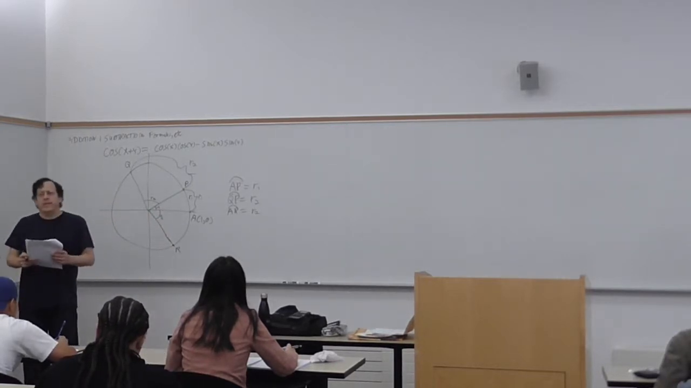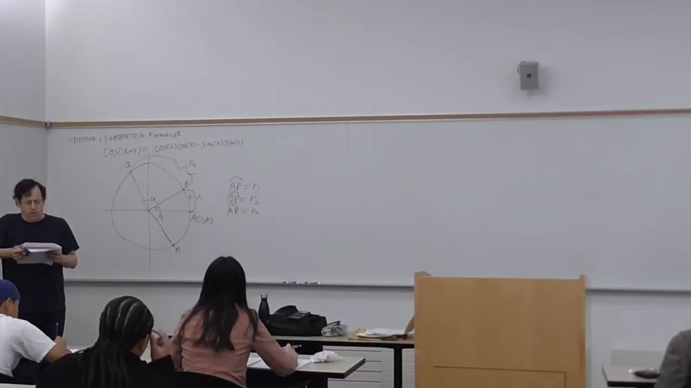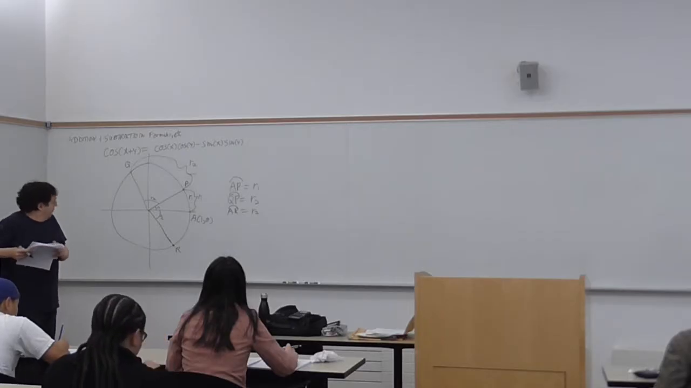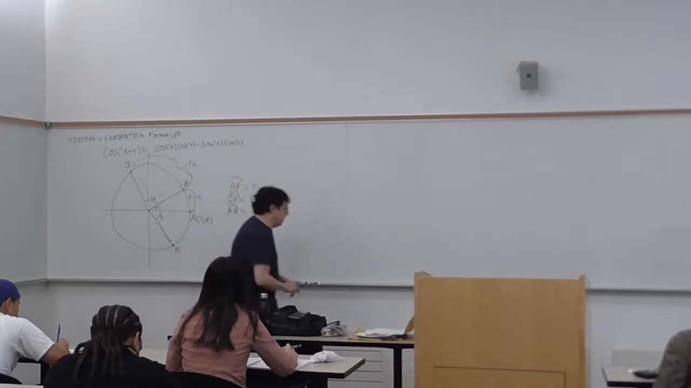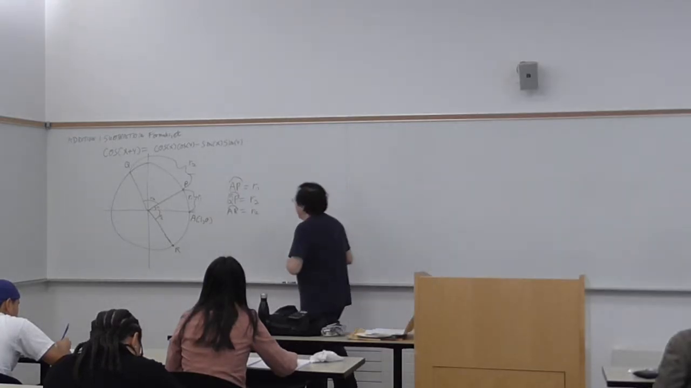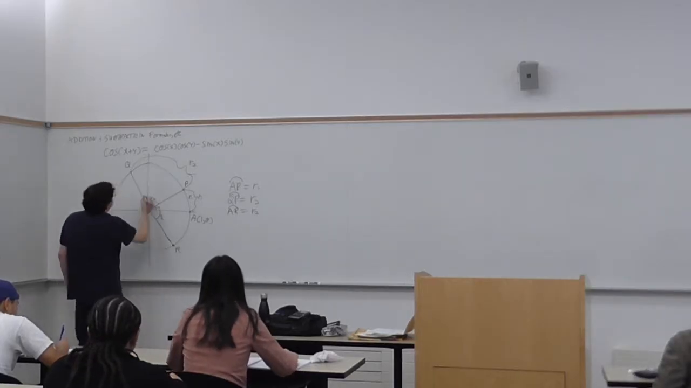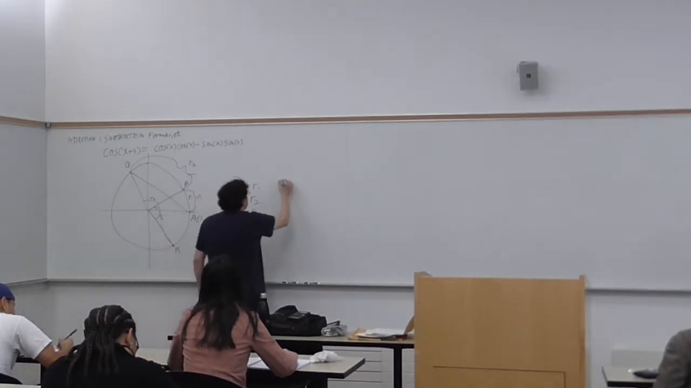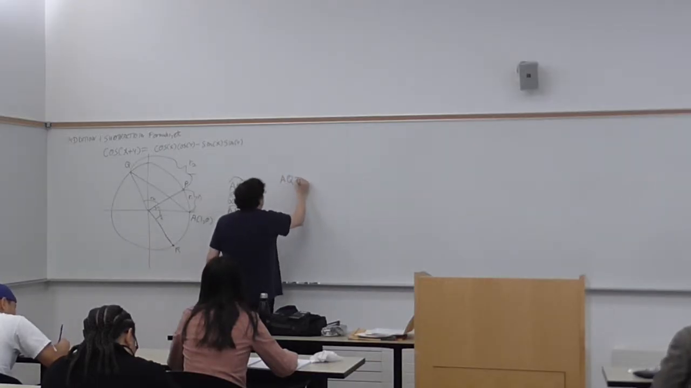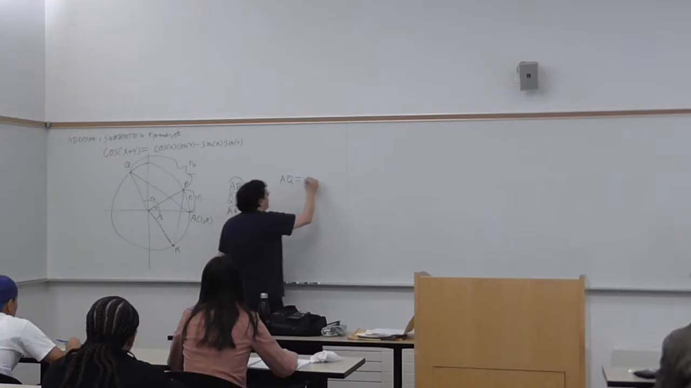Okay. This seems a little arcane at this point. Why are we doing all these things? Well, basically, we're setting this up so that this segment here, AQ, is going to have the same length as this segment here, PR.